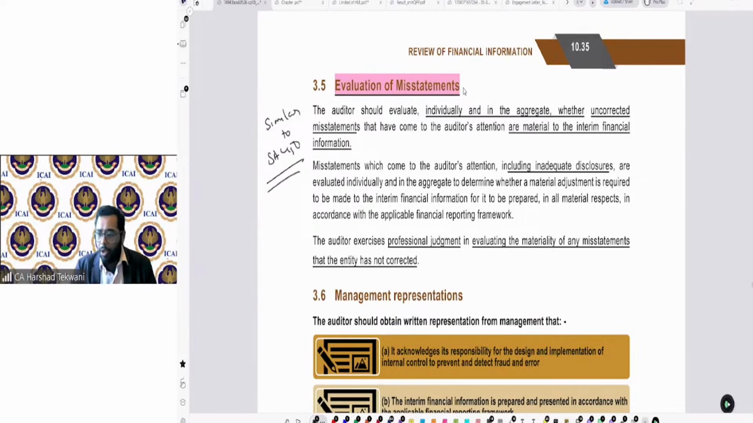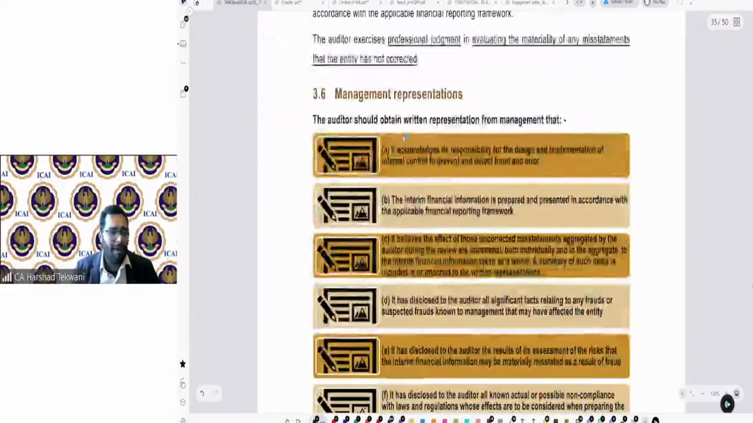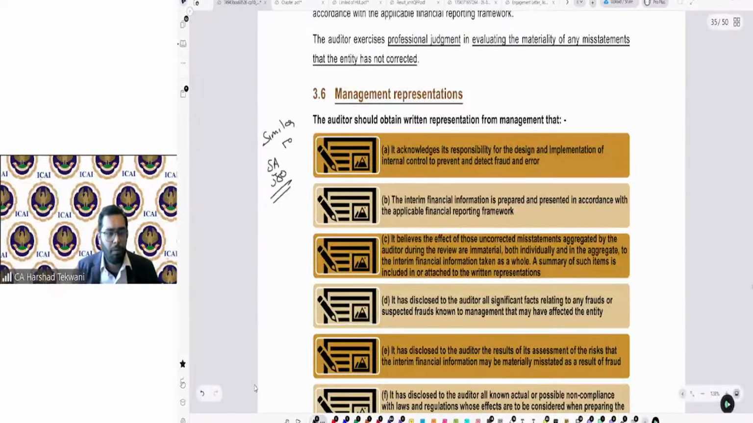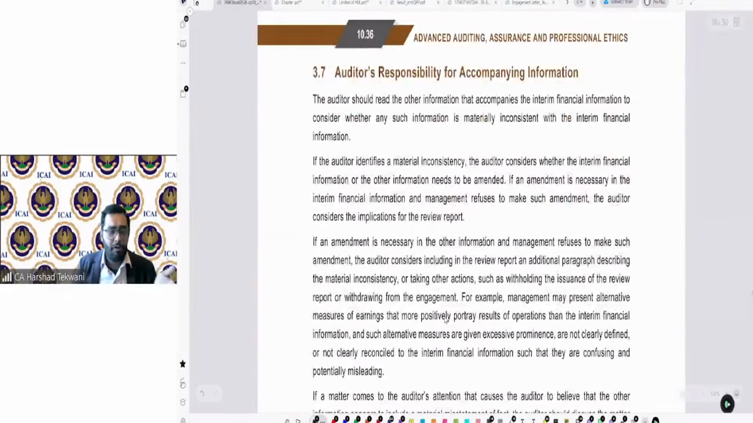Okay. Then again, management representations, on the similar line that we have in SA 580, similar. There is no change on that. Then, auditors, now this is a very important part, a different one. Auditors' responsibility for the accompanying financial information.